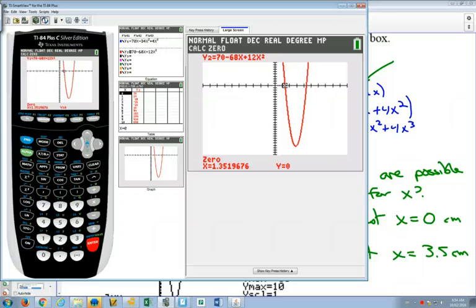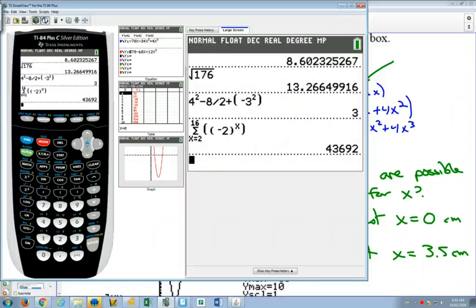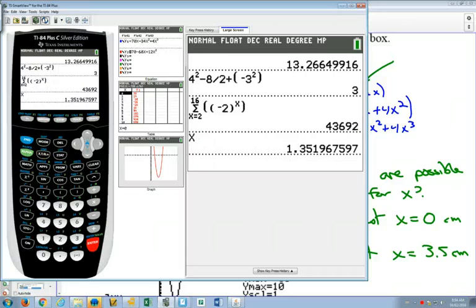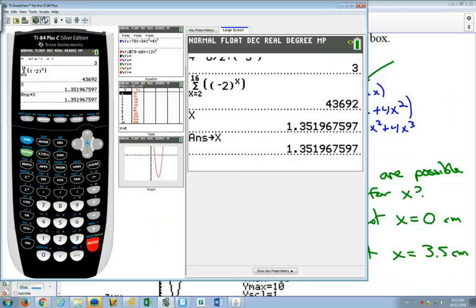Now, whenever you solve something, it temporarily puts it at x. It doesn't store it at x. It temporarily puts it at x. But it's going to be helpful for us so we don't have to remember all those decimal places, that we actually store it as x. So now I've got it stored as x.